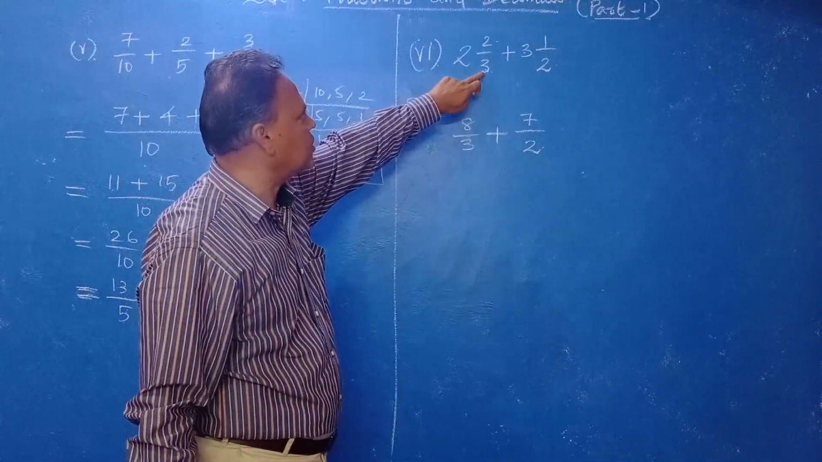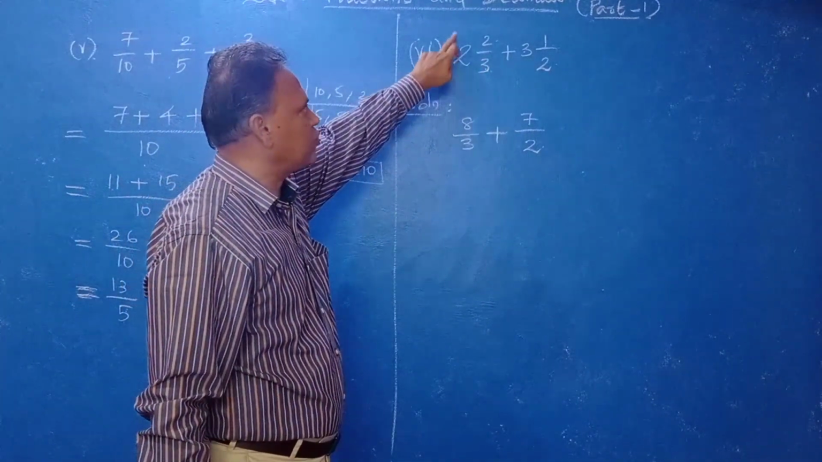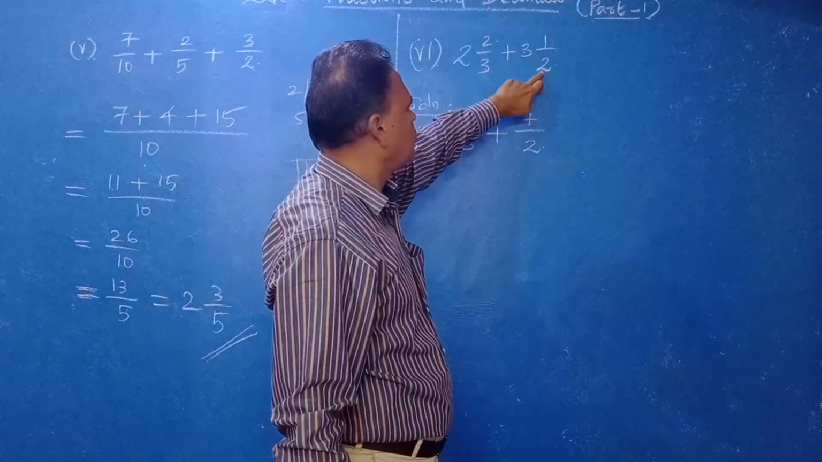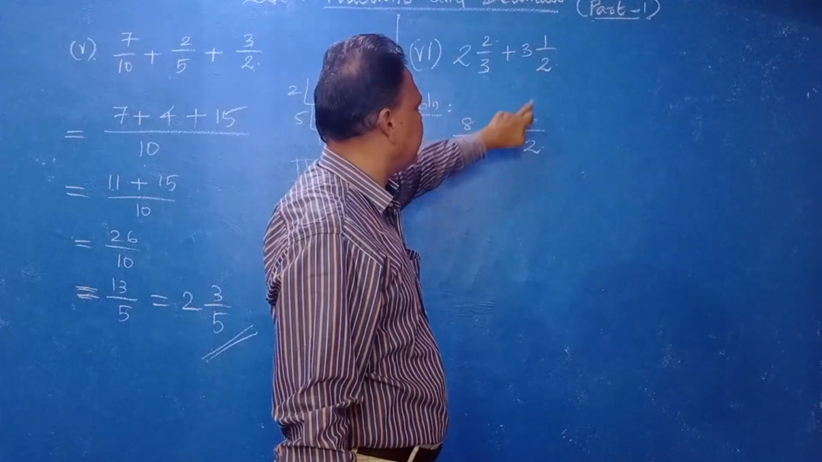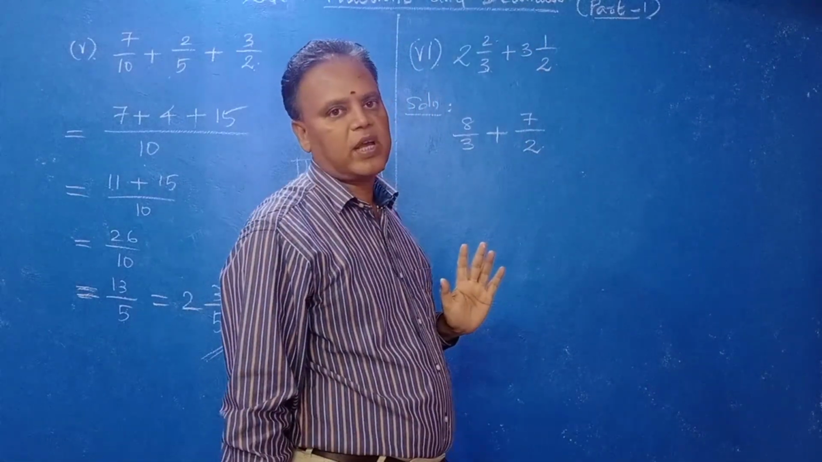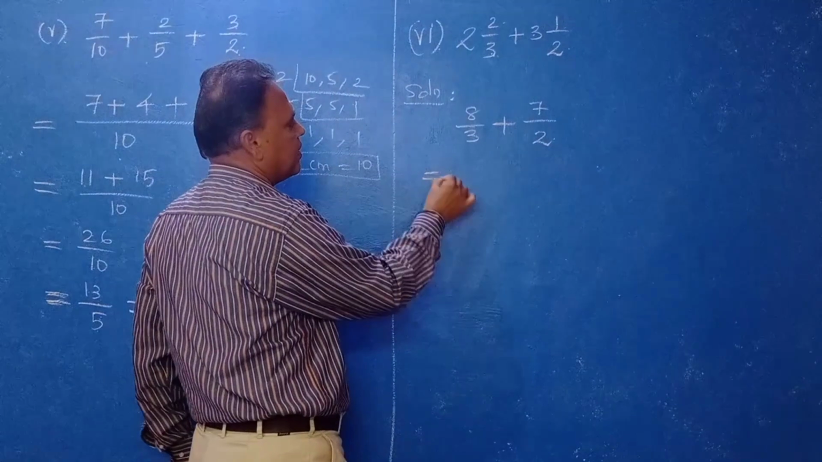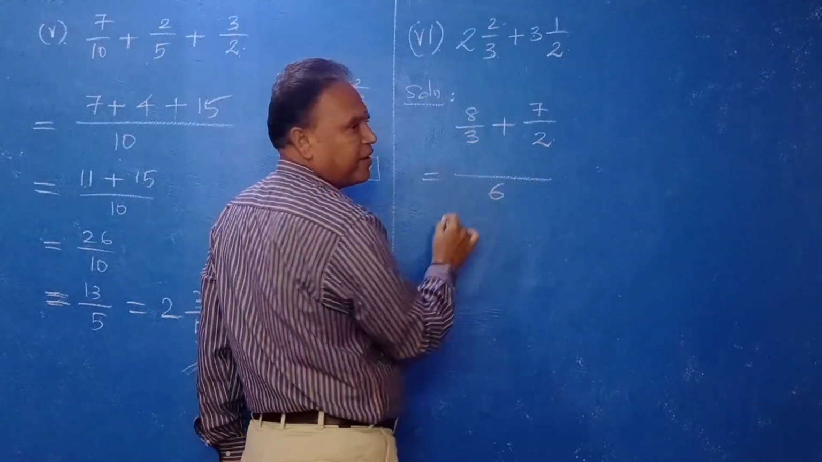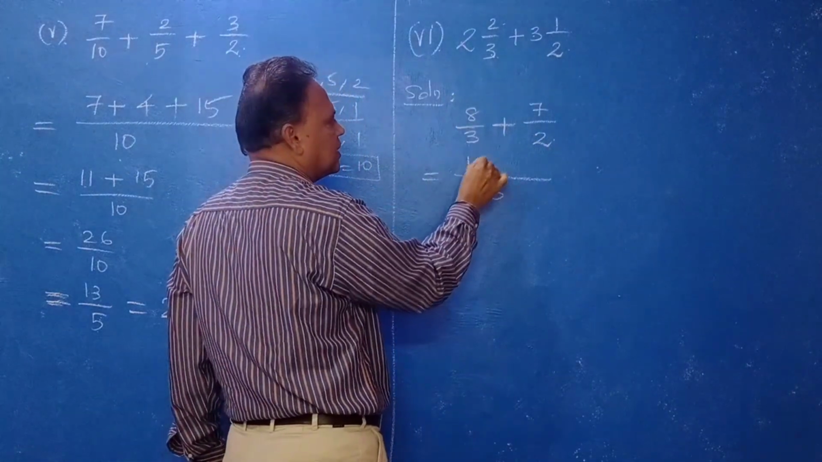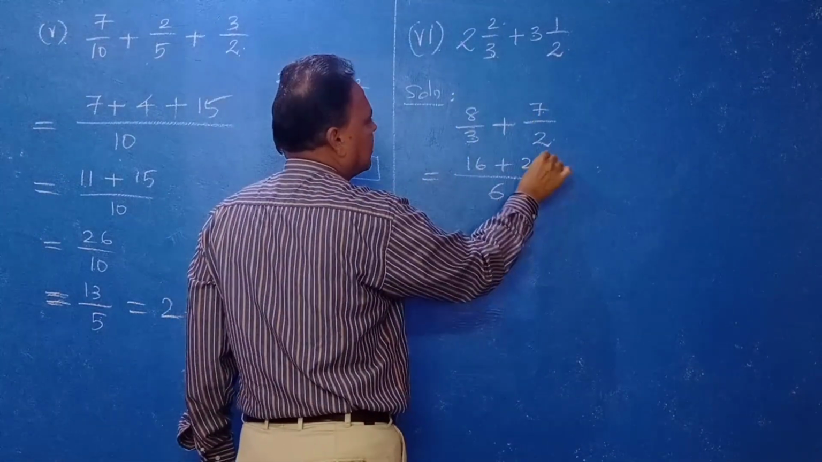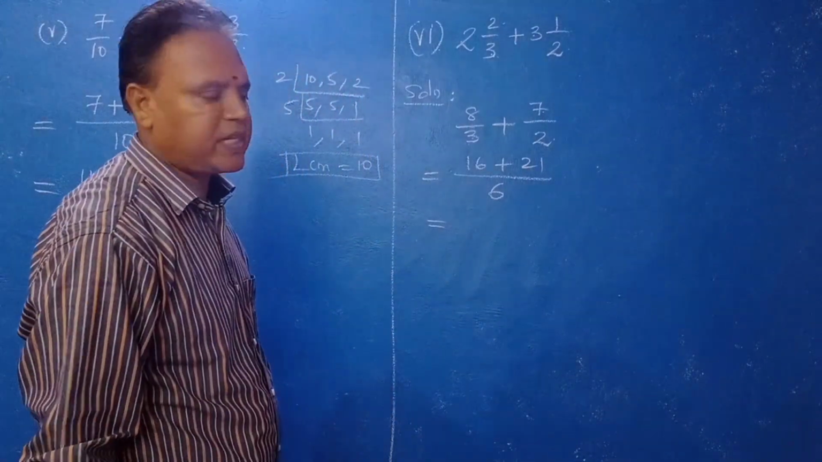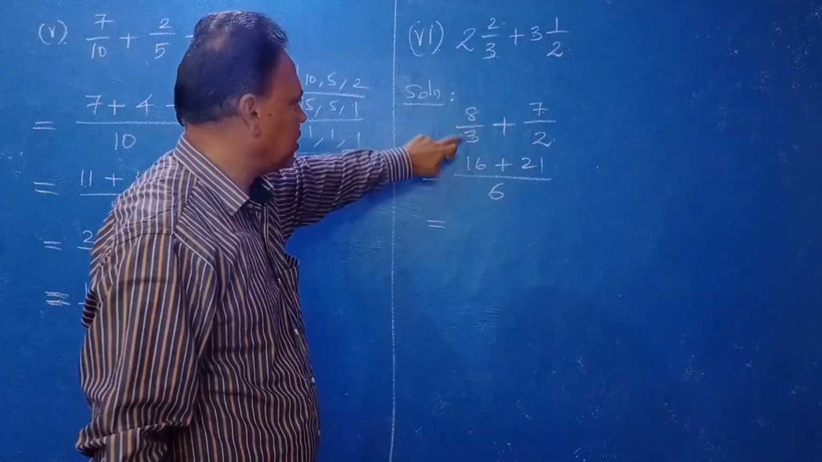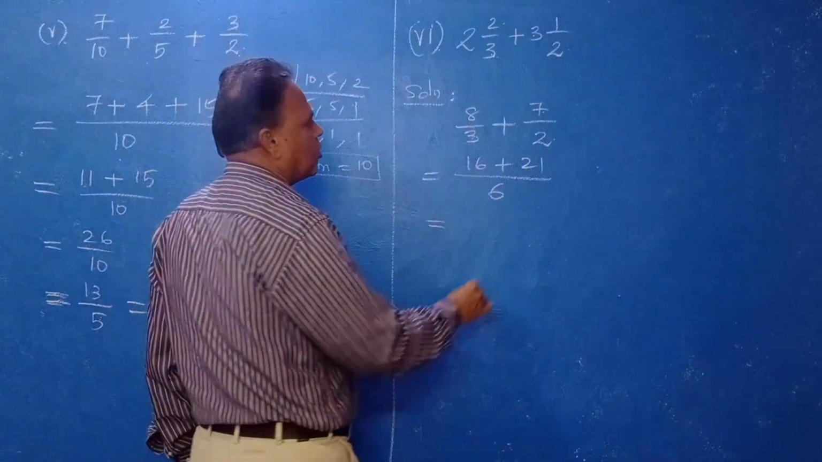Okay, you see, again I will teach. 2 into 3, 6. 6 plus 2, 8. Then write the denominator as it is. Plus 3 into 2, 6. 6 plus 1, 7. Denominator write as it is. Okay, now easily you can add. What is the LCM here? Both are prime numbers, so just multiply. 3 into 2, 6. When you multiply the denominators, cross multiply. 16, 21. Okay, this is the easy method I am teaching you.